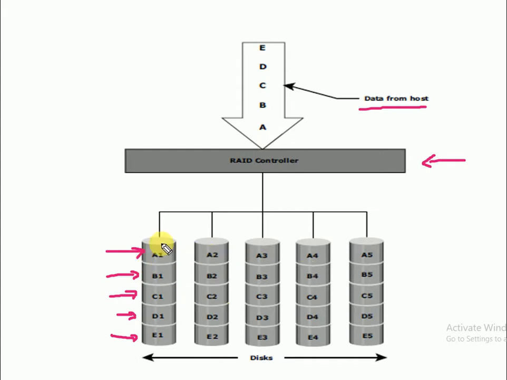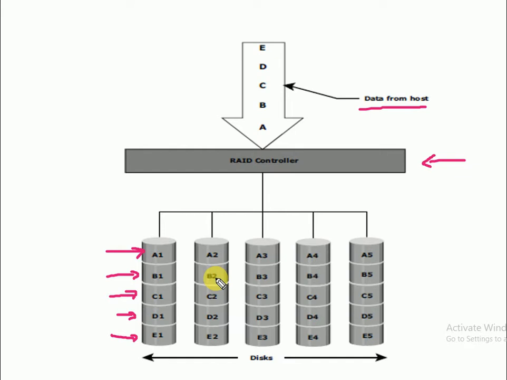So disks 1, 2, 3, 4, 5 are available in the first disk array, and in the first disk some portion of A is being stored. In the second, some portion of B is being stored, and similarly the remaining portions of all the others. In the next disk array, some portion of the first element A, and similarly for B, C, D, E. Similarly for all other disk arrays, these stripes are stored separately.